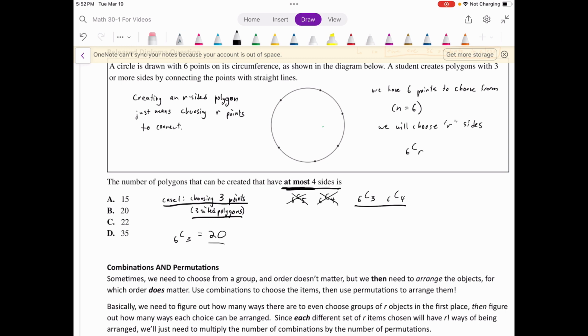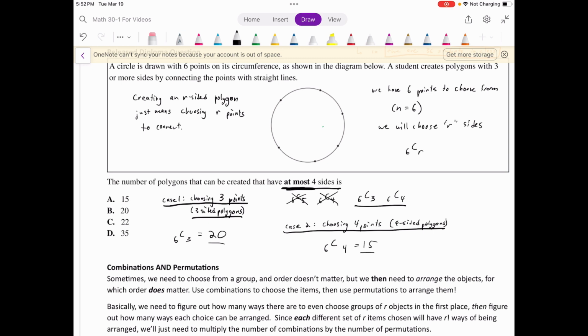Okay, now case 2 is choosing 4 points to connect, right? Making 4-sided polygons, quadrilaterals, right? How many different quadrilaterals can we make? Well, that's just 6 choose 2. Sorry, not 6 choose 2, 6 choose 4. I don't know where I got 2 from. I think I looked at case 2 there. I think that's what made me say 2. So 6 choose 4 is 15, right?